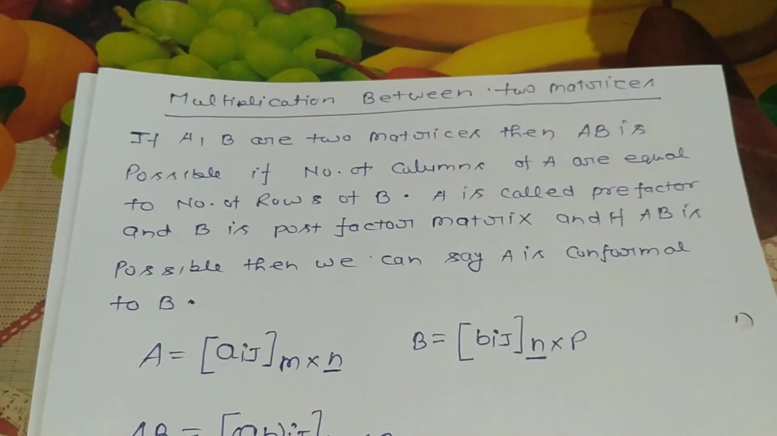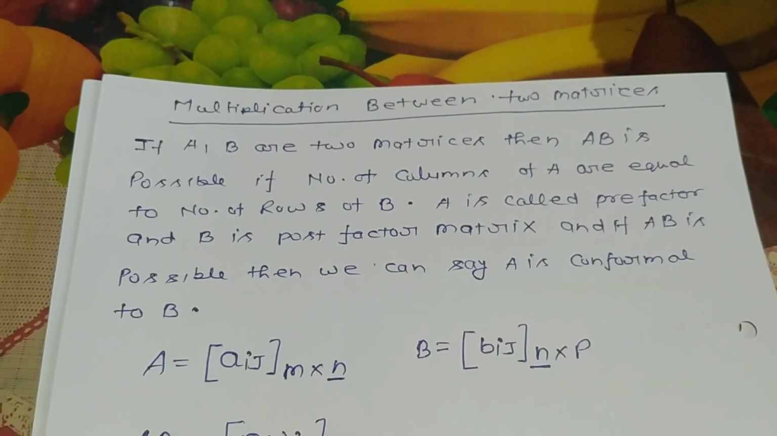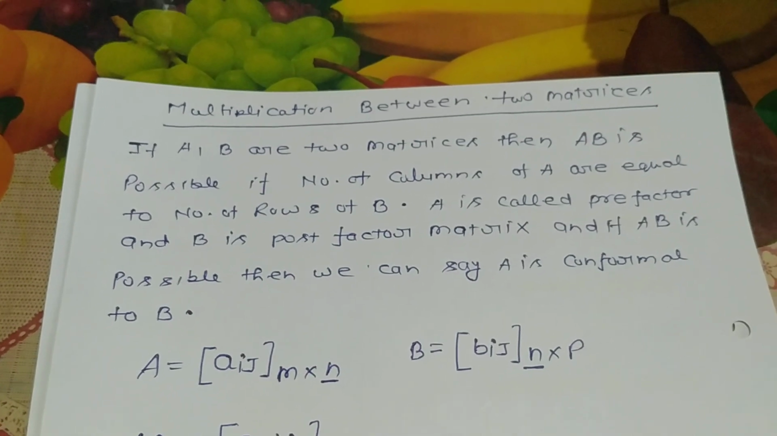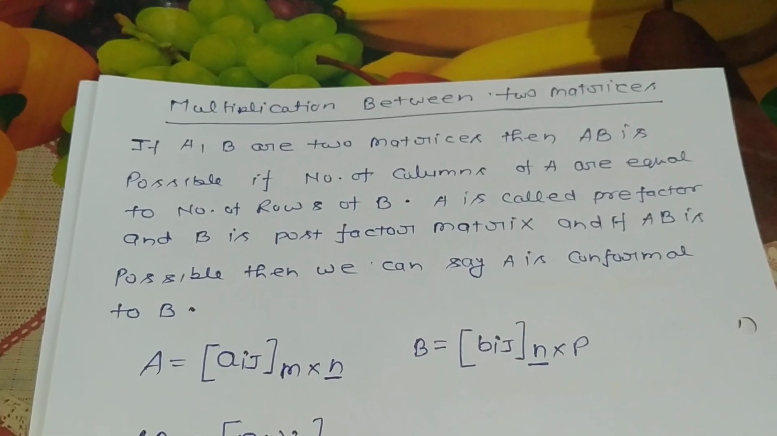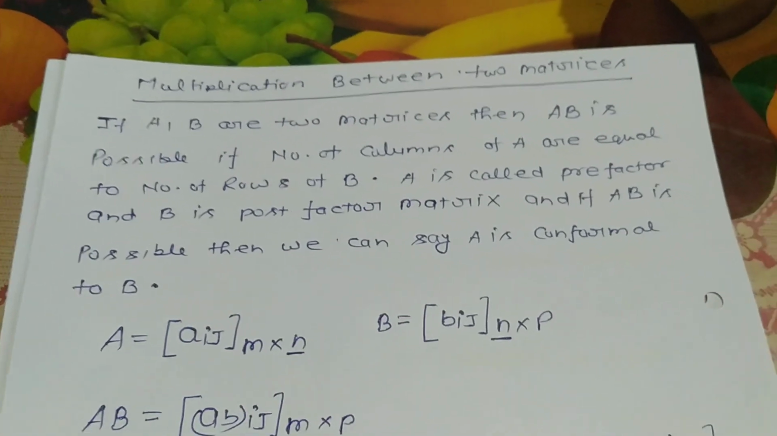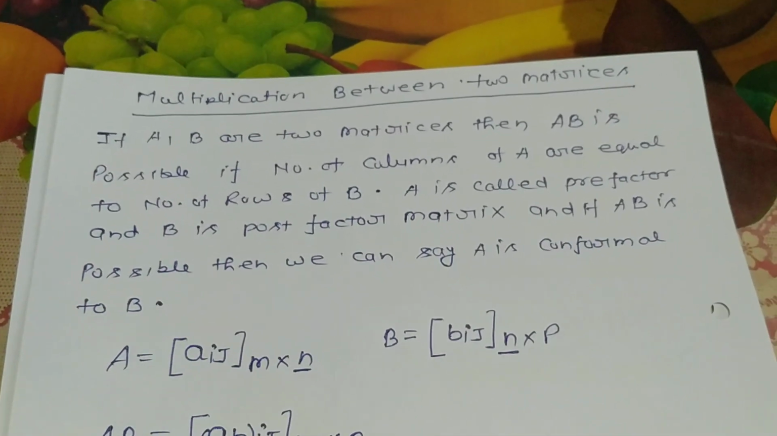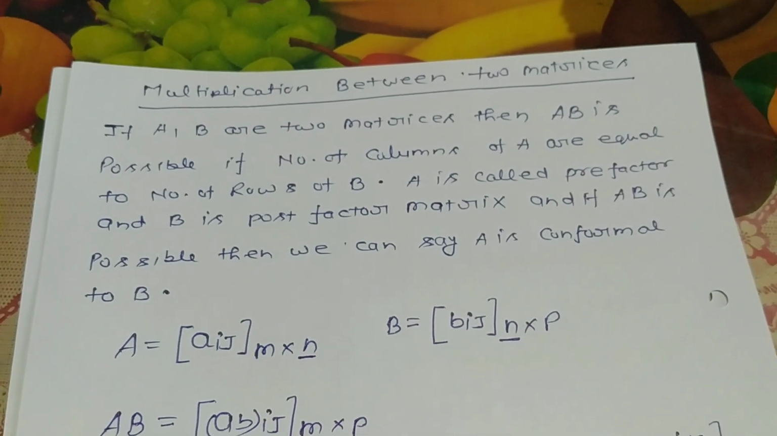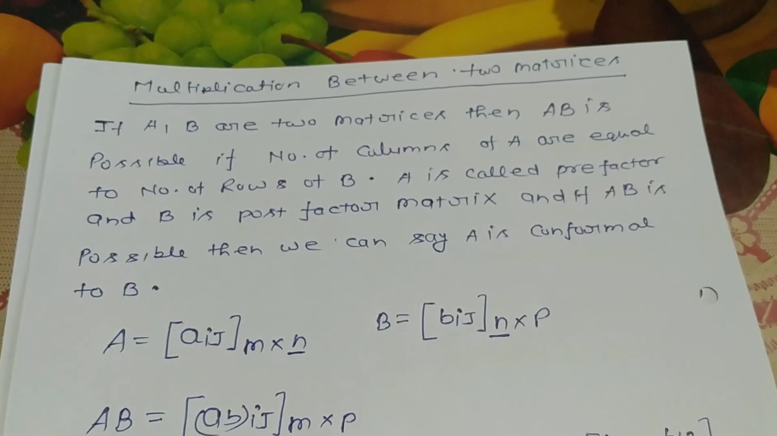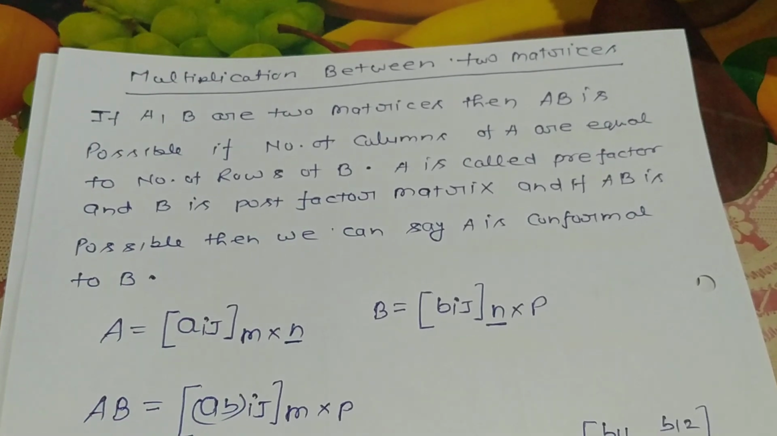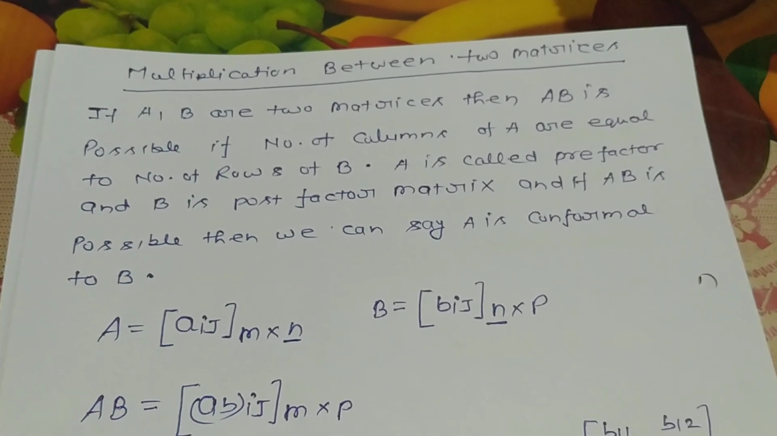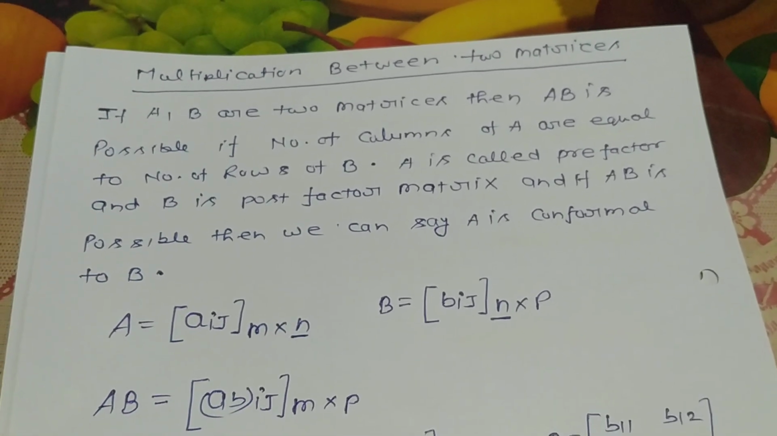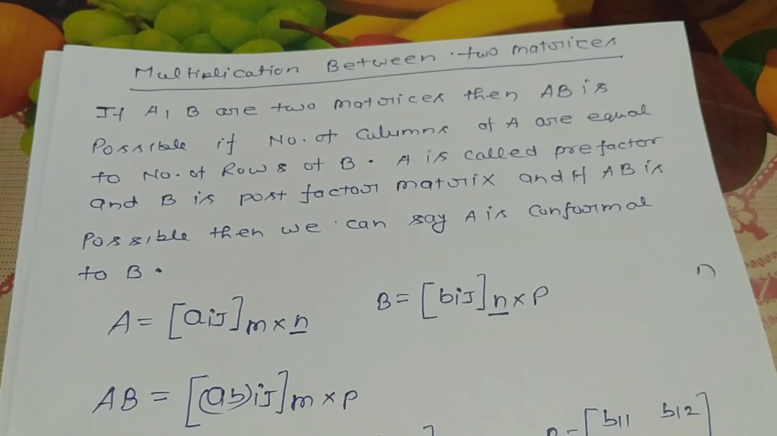Dear student, my fourth video on matrices, and now this topic is multiplication between two matrices, after addition. If capital A and capital B are two matrices, then AB is possible. That means multiplication between A and B is possible if the number of columns of matrix A is equal to the number of rows of matrix B.